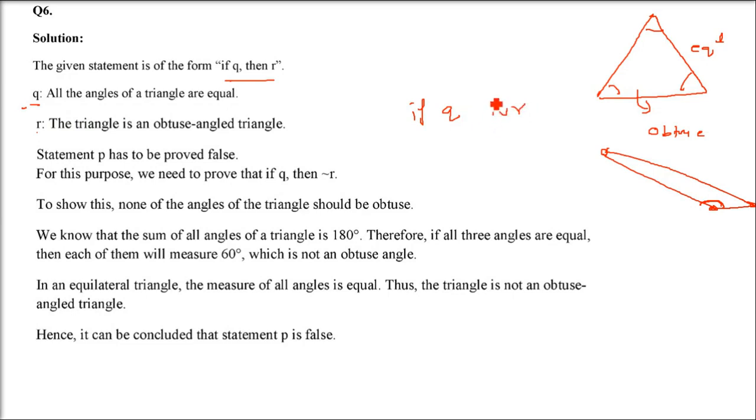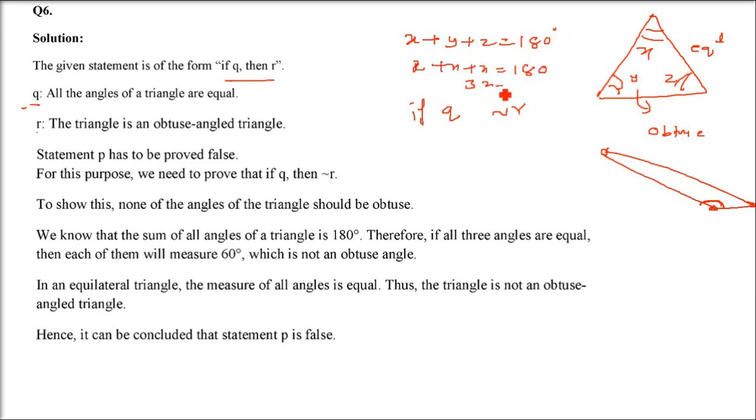If you can prove not R, we have to prove not R. That is what this counter example means. If you say Q is true, R has to be false. So you know by angle sum property of a triangle, the sum of the angles of the triangle has to be 180 degrees. That is, if you take them as x, y, z, x plus y plus z is 180 degrees, and you can write y and z also as x.